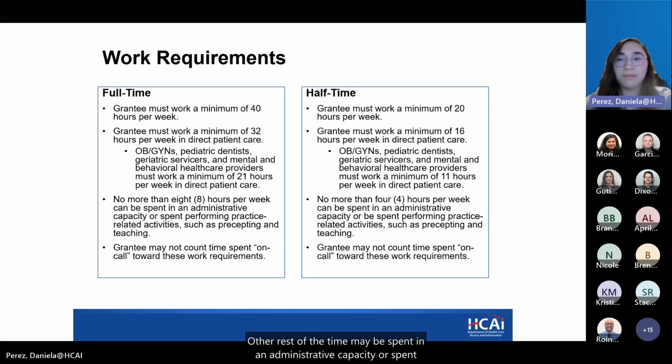The rest of the time may be spent in an administrative capacity or spent performing practice-related activities such as precepting and teaching, but keep in mind that no more than 8 hours per week can be spent in an administrative capacity. Another thing to note is that a few disciplines such as OBGYNs, pediatric dentists, and a few others are required to provide a minimum of 21 hours per week in direct patient care.